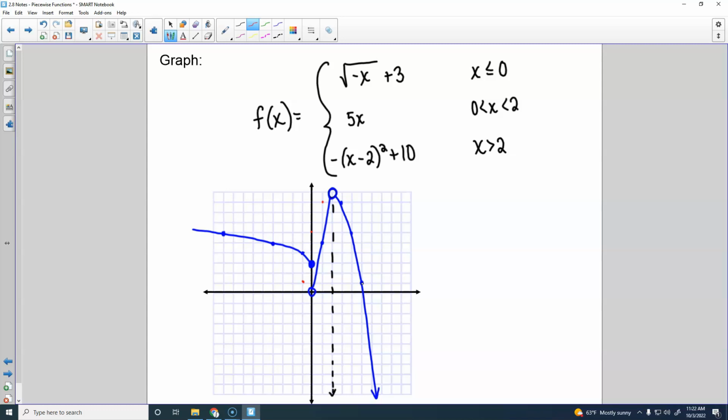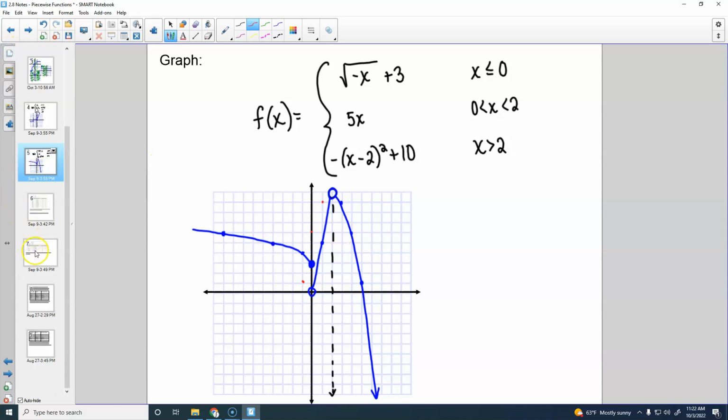A lot of times you'll be able to tell by the general shape of the graph whether or not it's correct, but there might be some where two answer choices are really close, so you might need to plug in some points to see which one is actually correct. Okay, questions?